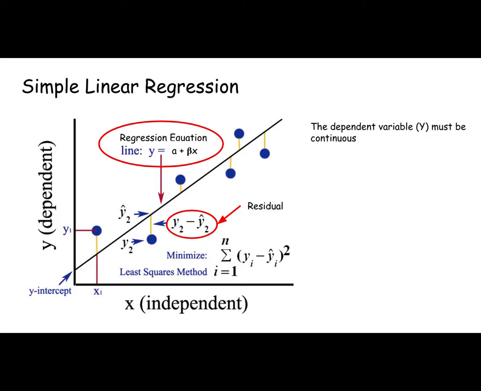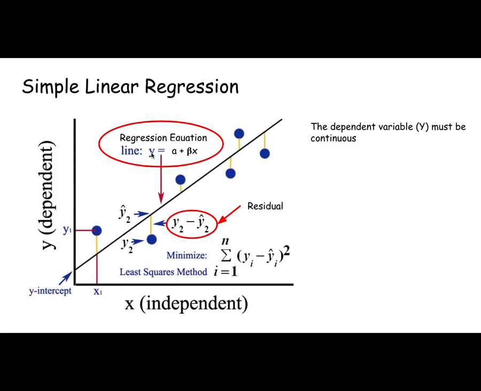Here's an example of simple linear regression. These here are the observations. So they measured some independent variable, the predictor variable. They then measured the outcome variable and they plotted them on a graph. Then they calculated this line, and that's their regression line.